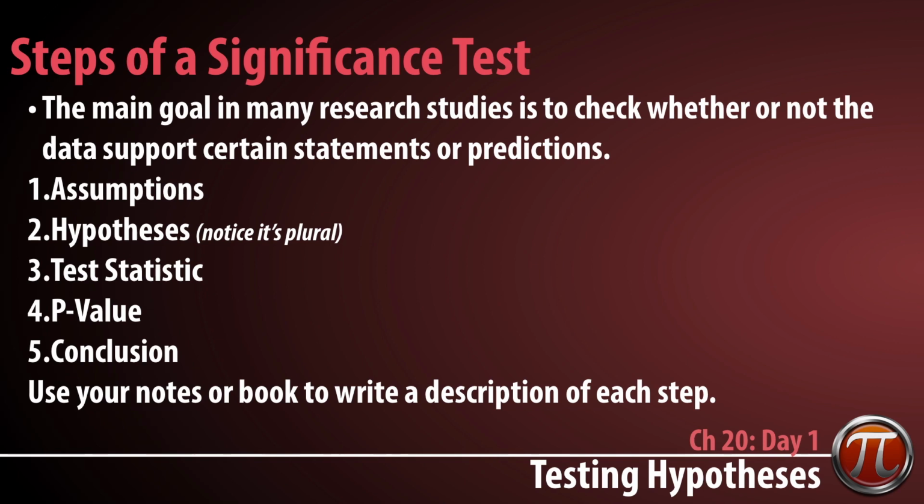A significance test has some general steps. Now, this is not the acronym that we're going to be using; we'll take care of that in the next video. In general, we have assumptions and conditions that we're going to take care of, hypotheses, a test statistic, and then we have to find p-values and make a conclusion. Your book takes a great deal of effort to put these into a very clear order.